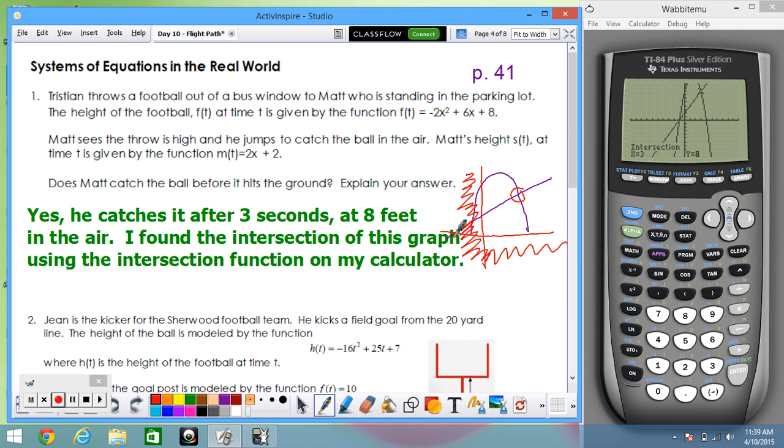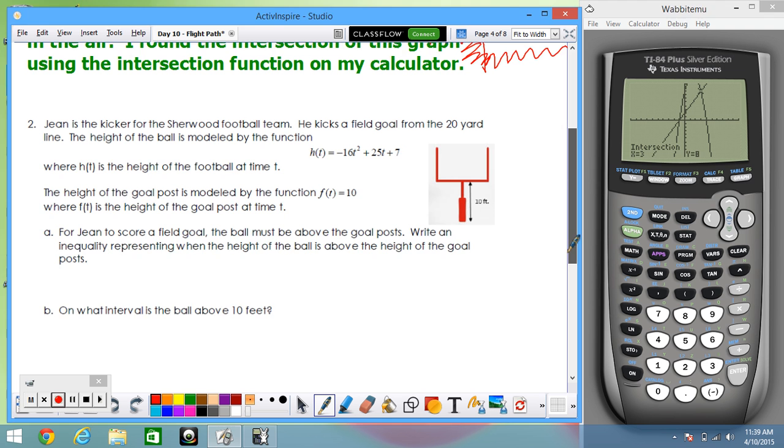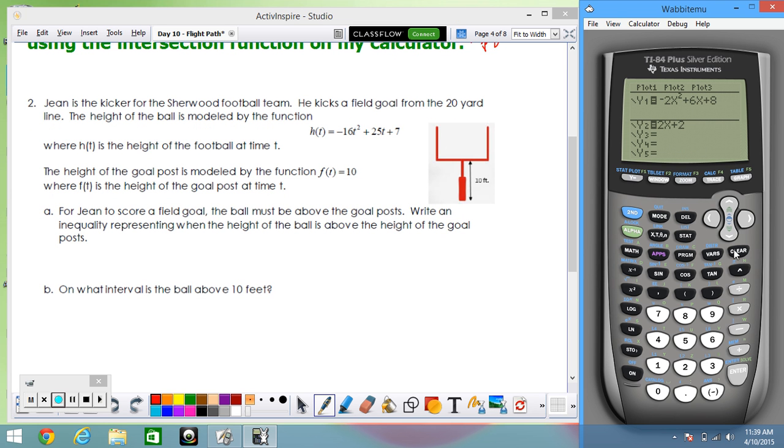All right, so let's do one more together. This graph. All right, Gene is the kicker for the Sherwood football team. He kicks a field goal from the 20-yard line. The height of the ball is modeled by the function. So even though there's t's here, guys, we're going to put them in as x's. So hit clear. Negative 16x squared plus 25x plus 7. And then we're going to go with the height of the field goal. The posts don't move, so 10 is it. Like, it's always 10 feet high.